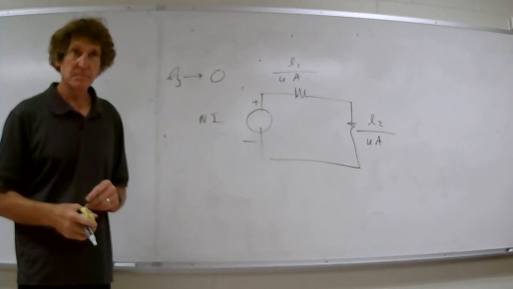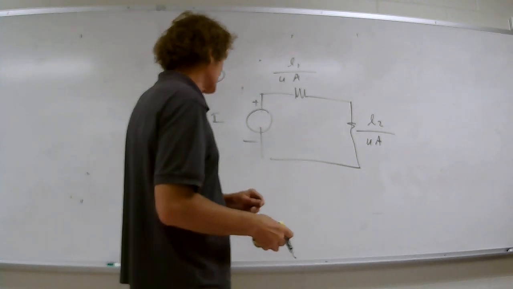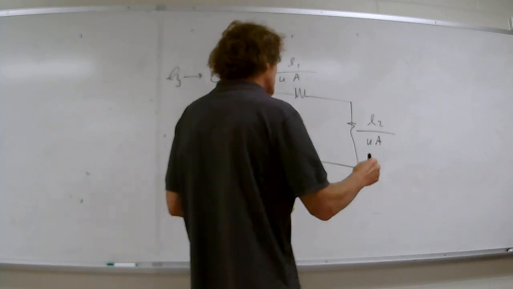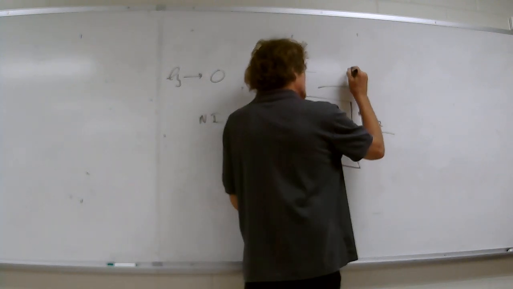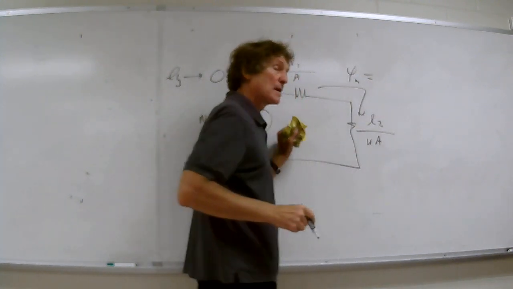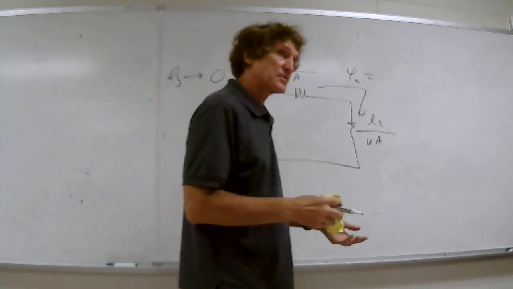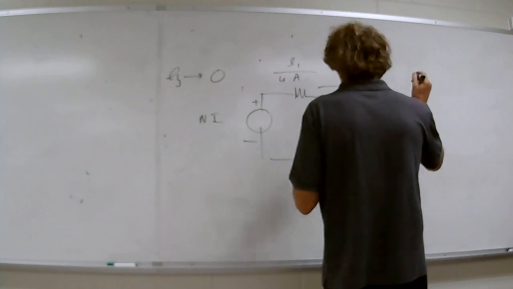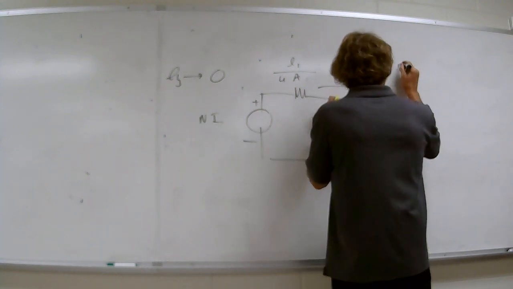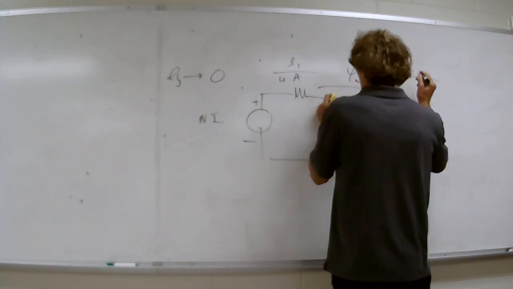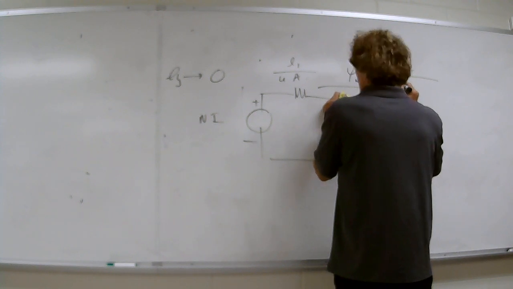Everybody with me? Now, if you take a look at this, I can get the magnetic flux flowing here. Magnetic flux is like current. Two series resistors with a voltage. This is like a voltage. This is N times I over reluctance 1 plus reluctance 2.